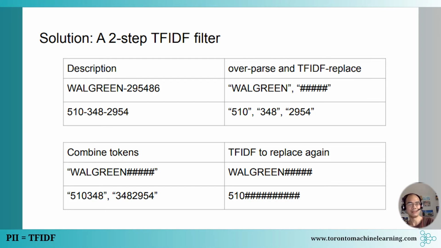Now you see, by leveraging the 2-step process, you can have your cake and eat it. The first overparse and remove, you're going to kill this individual PII. But then, after that, by combining things and running through the standard again, you are going to also catch those tricky PII, which will become PII when things are combined.